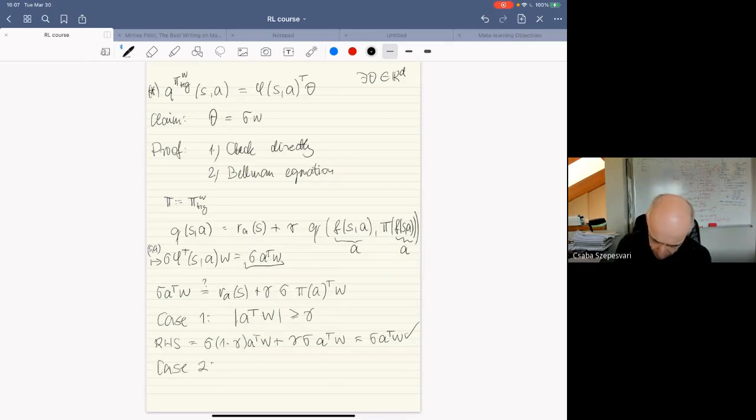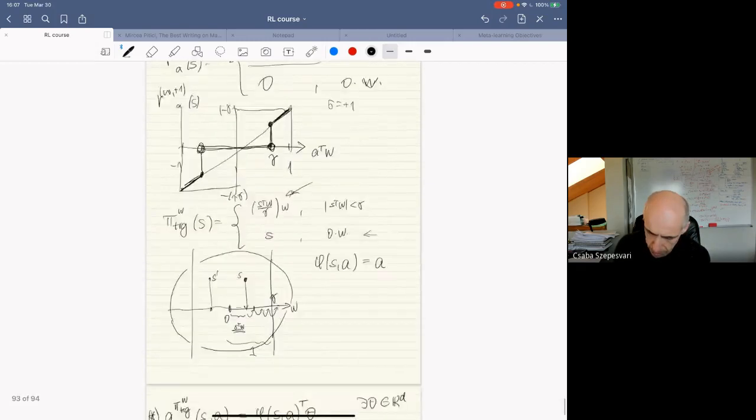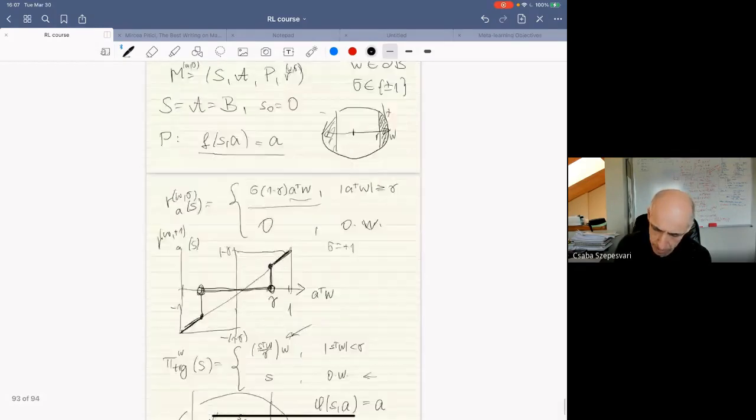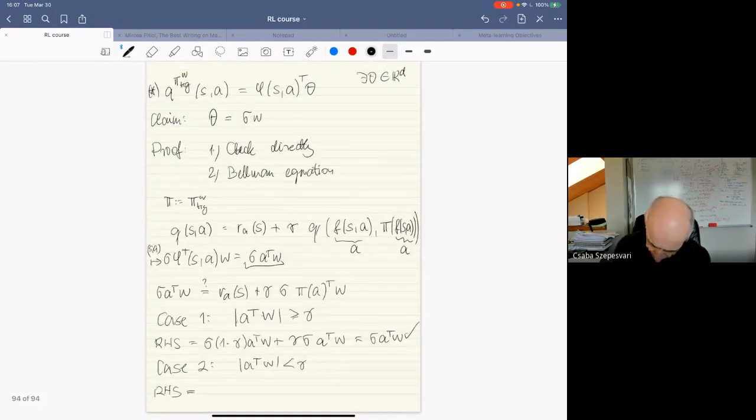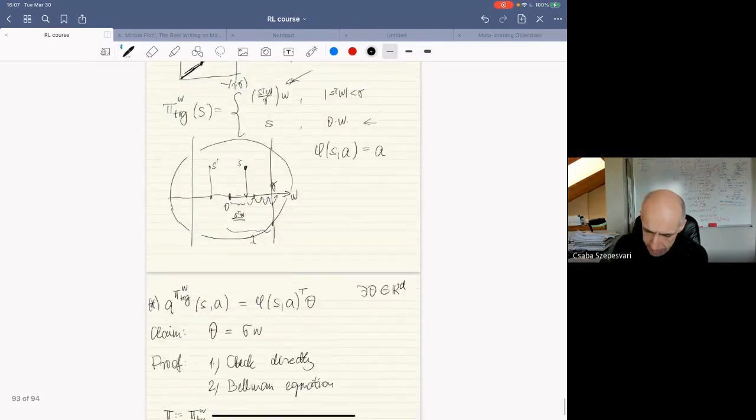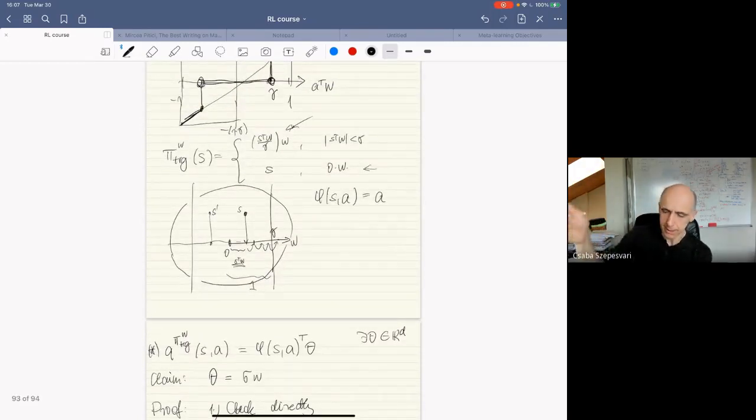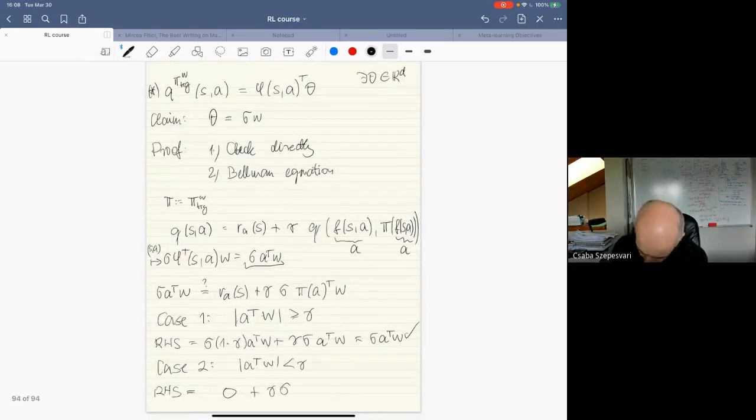How about case 2? When this holds, then the right-hand side. So what happens to the reward? The reward is 0. And what does the policy do? Well, the policy is this: let's take the state inner product with W divided by gamma times W.